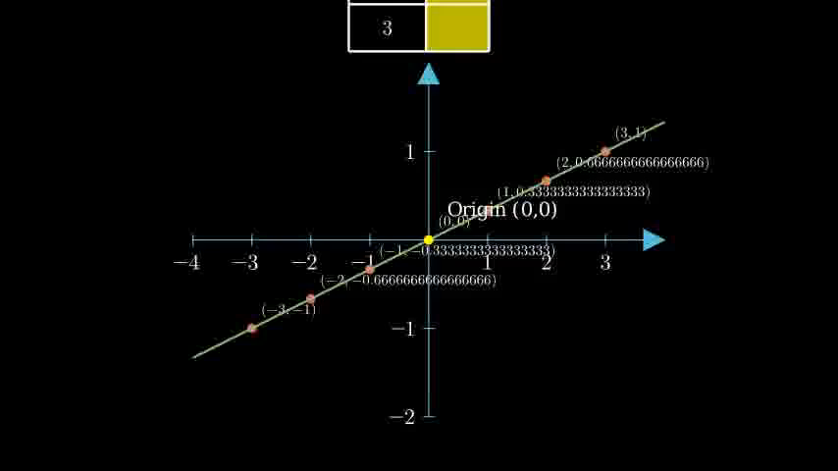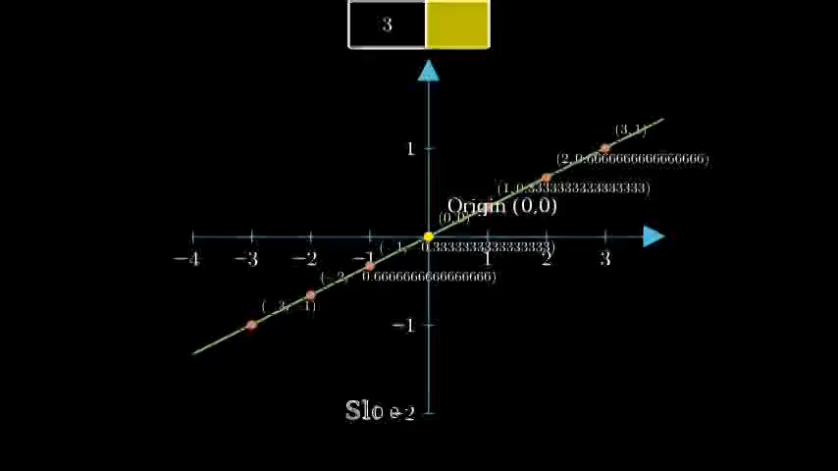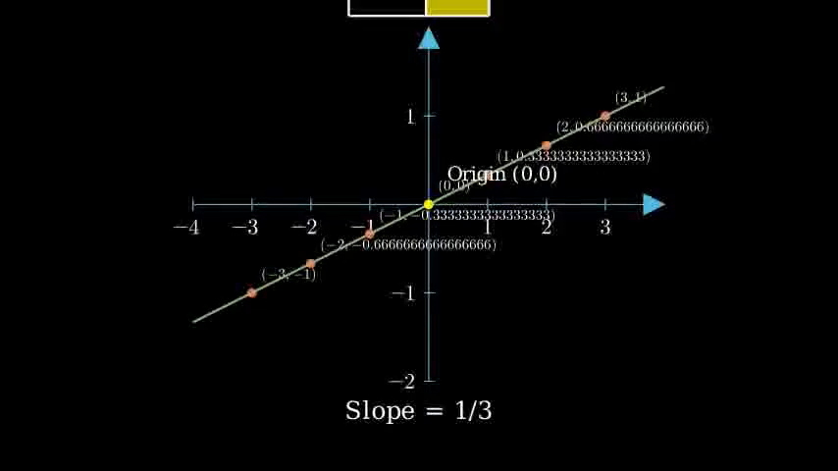Let's observe some important characteristics of this line. The slope is 1/3, which means for every 3 units we move up 1 unit. We can see this pattern throughout our graph.